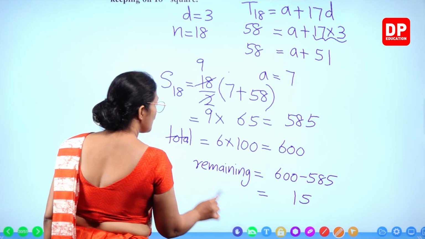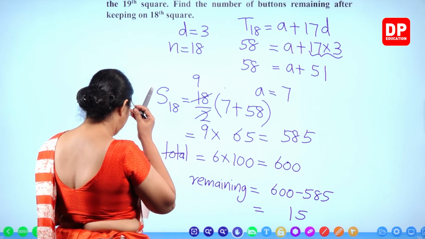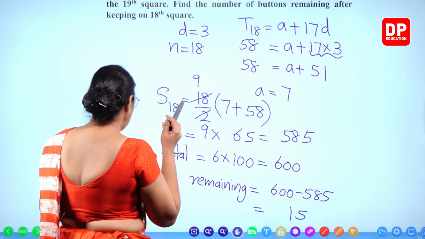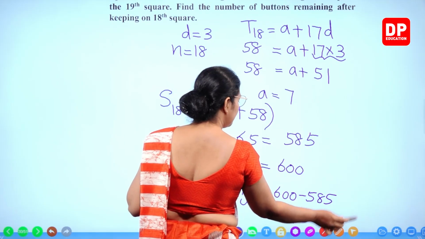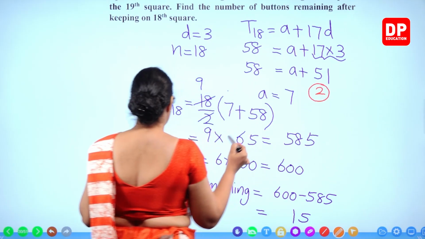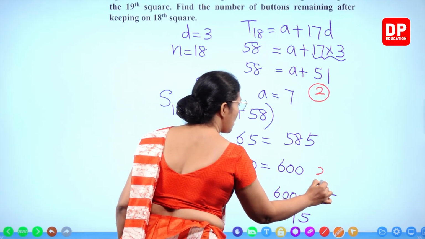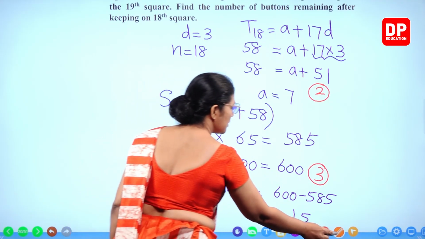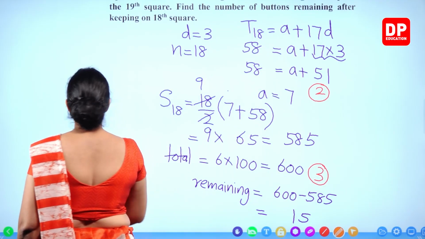So how many marks for that one? So you are getting 2 marks for finding the first term and 3 marks for finding the remaining number of buttons. So 5 marks for that part. Let's do the part B.